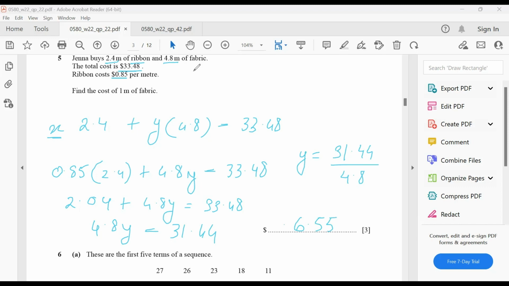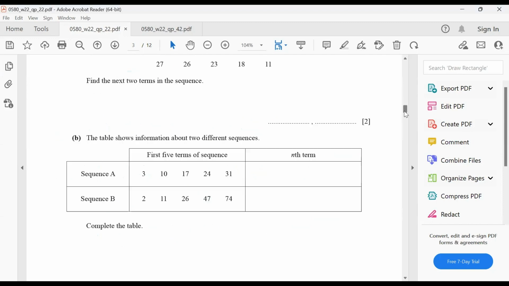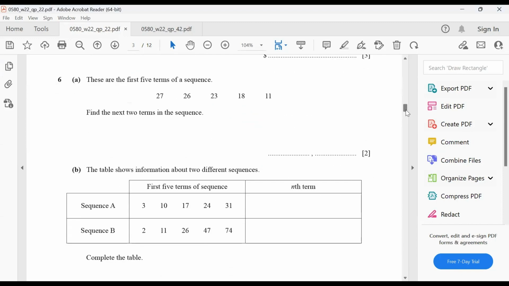Great. So let's move on to question 6. Now, question 6 is about series and sequences.